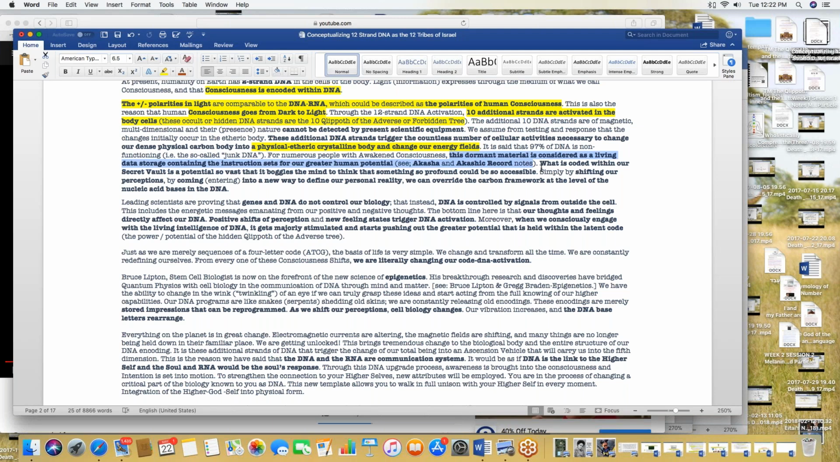So again, family, we've reached the pinnacle here. That which we found about months ago. We are on the pinnacle of actualizing. What is coded within our secret vault is a potential so vast that it boggles the mind to think that something so profound could be so accessible. But that is the truth of the matter, family. It is immediately accessible simply by shifting our perceptions.